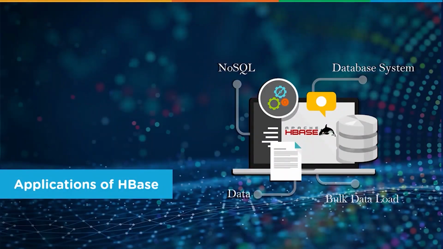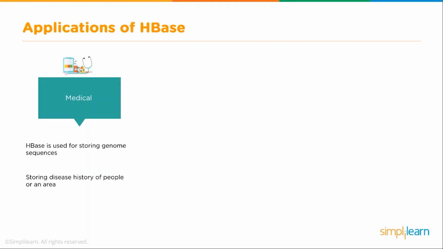Applications of HBase. One of them would be in the medical industry. HBase is used for storing genome sequences, storing disease history of people of an area, and you can imagine how sparse that is as far as both of those. A genome sequence might only have pieces to it that each person is unique or is unique to different people. And the same thing with disease. You really don't need a column for every possible disease a person could get. You just want to know what those diseases those people have had to deal with in that area.